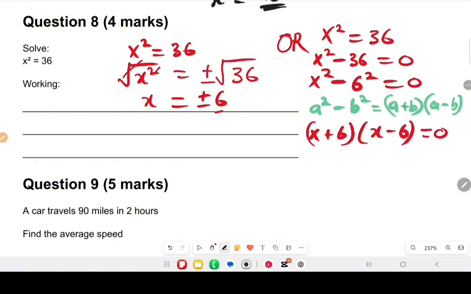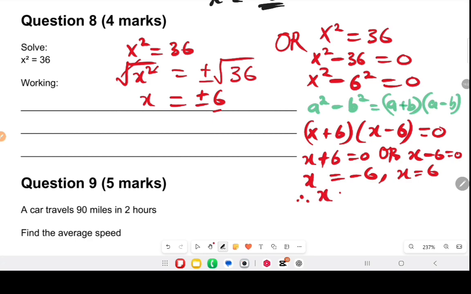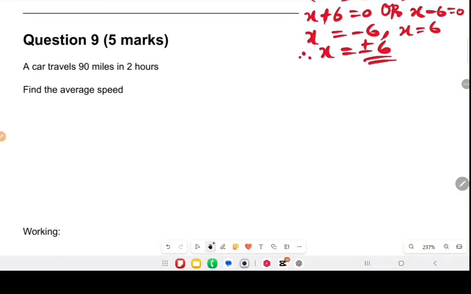To make this expression 0, either each of the brackets is 0, which is x plus 6 equal to 0, or x minus 6 equal to 0. Then if we continue, we have plus 6 crosses the sign of equality, it becomes minus 6, and minus 6 crosses the sign of equality, it becomes plus 6. Therefore, we have x equal to plus or minus 6 as the answer, which is the same as the first one. We continue to question number 9.